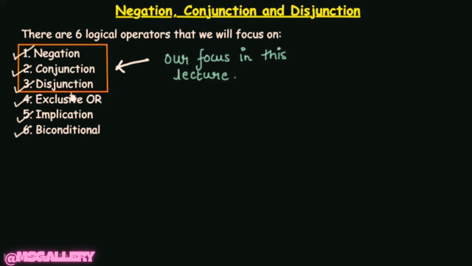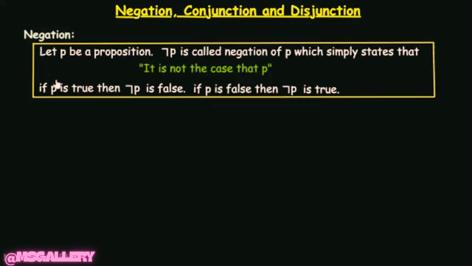Now let's talk about our first operator available in this list, that is negation operator. Let P be a proposition. Not P is called negation of P, which simply states that it is not the case that P. First of all, please note down that this is the symbol to represent the negation. Not P is called negation, and it simply means it is not the case that P. If P is true, then not P is false. And if P is false, then not P is true. It is as simple as that.